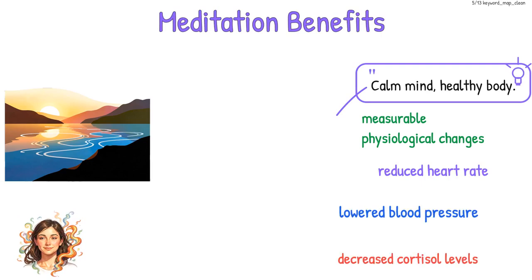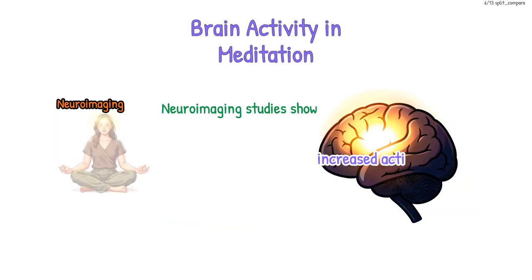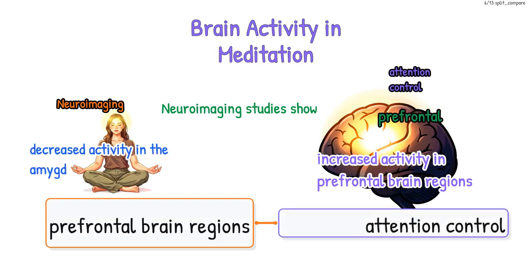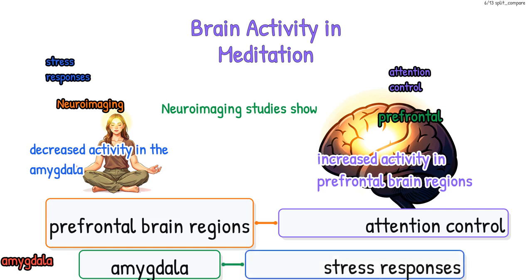Regular meditation practice leads to measurable physiological changes, including reduced heart rate, lowered blood pressure, and decreased cortisol levels. Psychologically, it is associated with reduced stress, anxiety, and depression symptoms, improved emotional regulation, sustained attention, and increased self-awareness. Neuroimaging studies show increased activity in prefrontal brain regions, which are linked to attention control, and decreased activity in the amygdala, which is associated with stress responses.